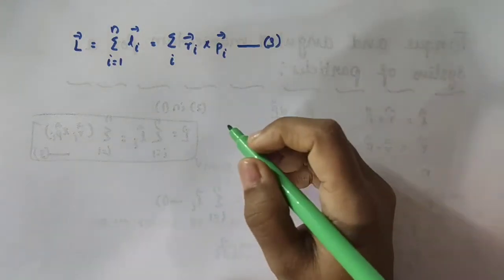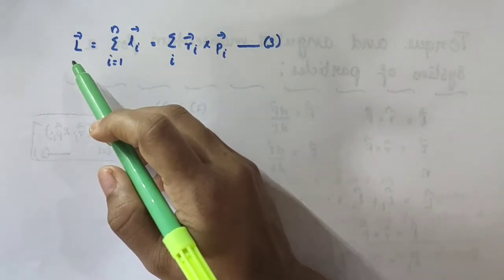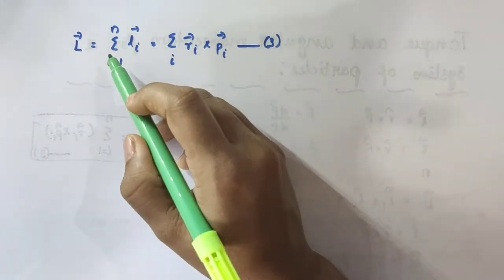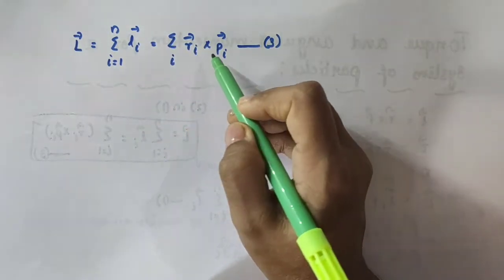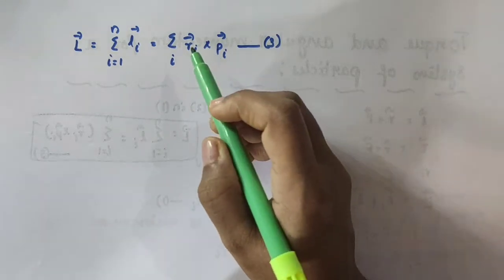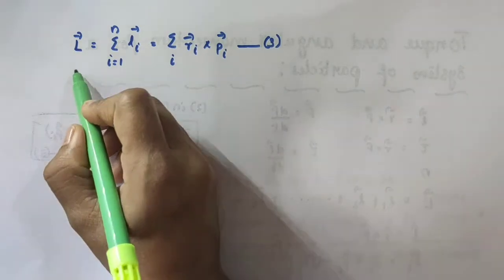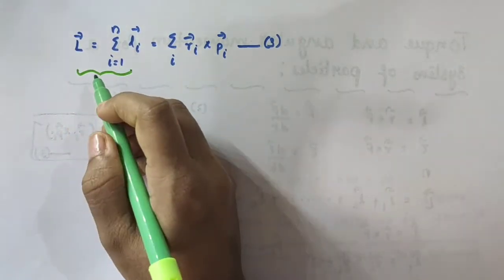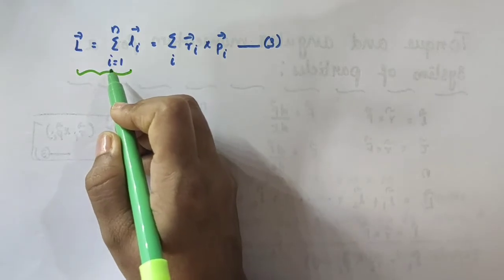So, from equation number 3 we have vector L, the total angular momentum of the system of particles, as summation over i equal to 1 to n vector Li, which is equal to summation over i vector Ri cross vector Pi. Now, let us differentiate this equation number 3 with respect to time. I am taking only this part of the equation. I am going to differentiate both sides of this equation with respect to time.